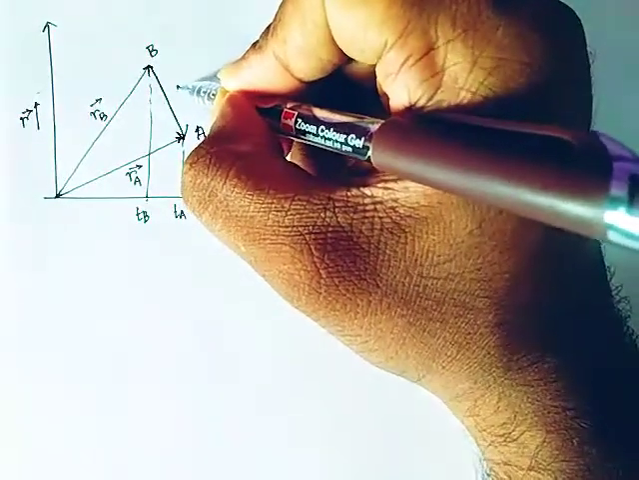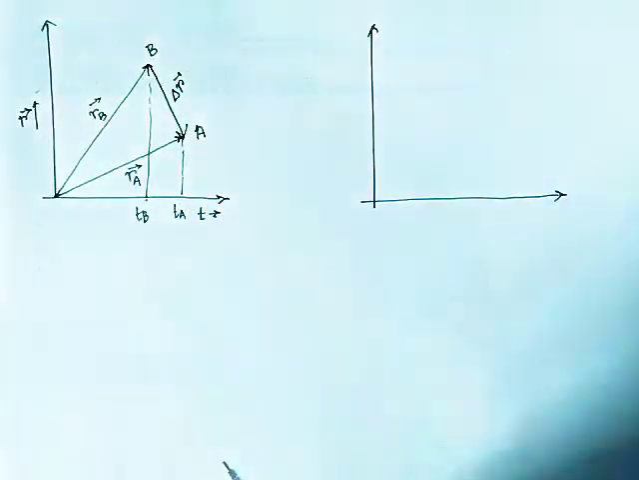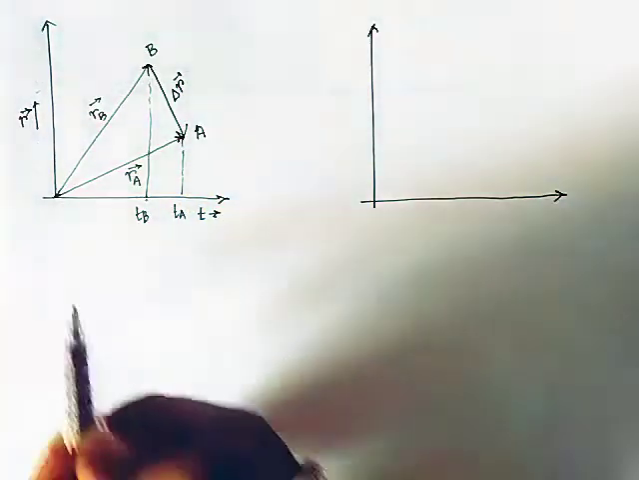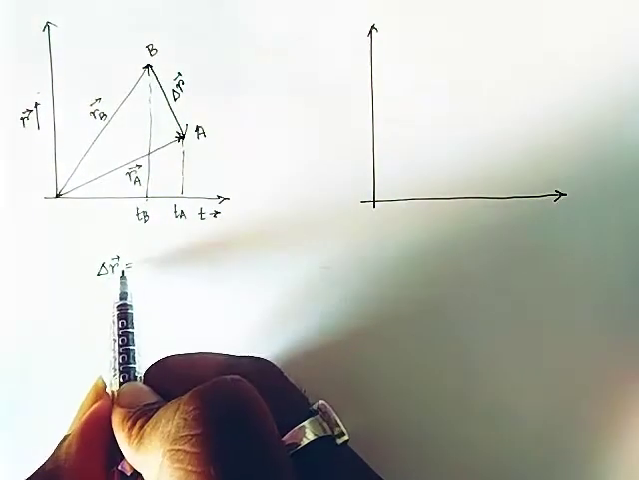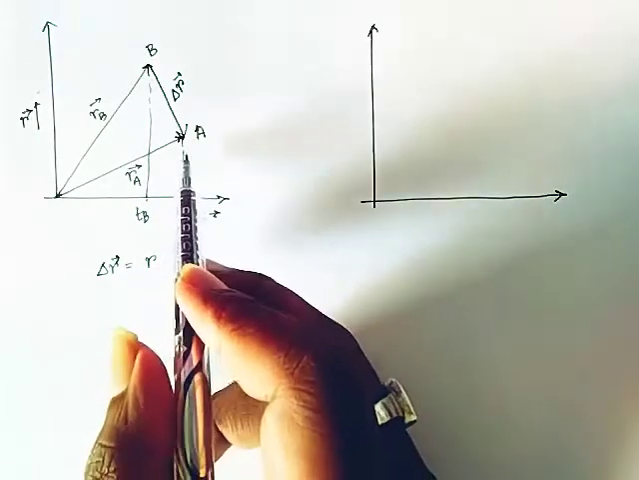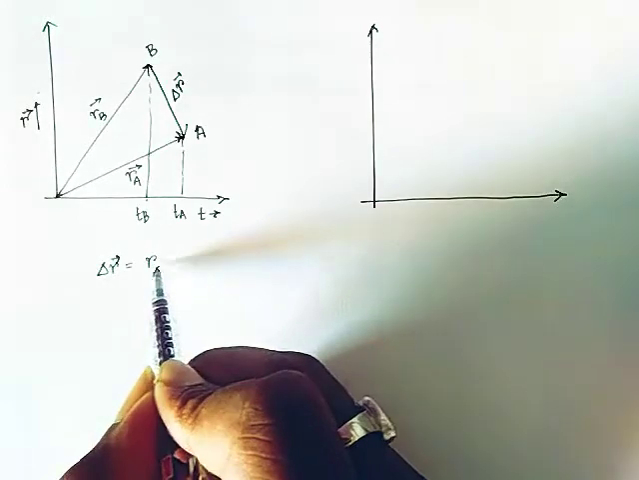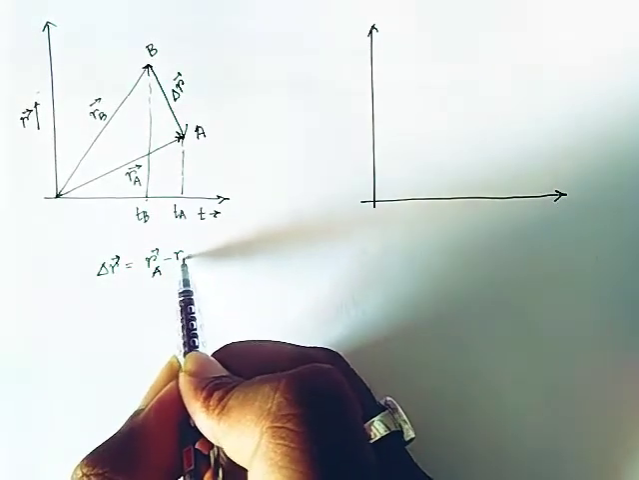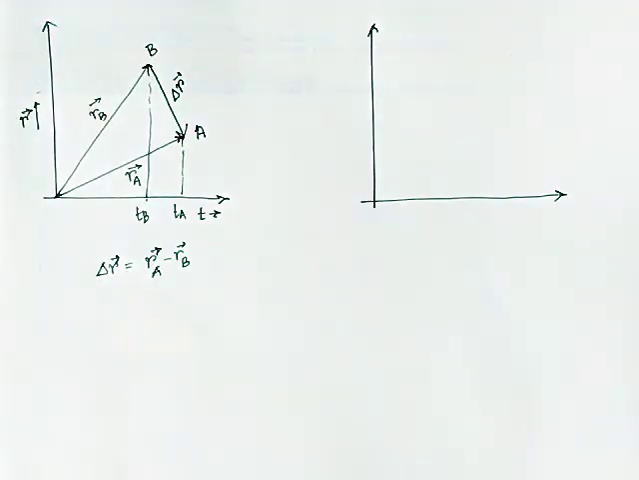This represents del R, the change in the position vector, and the change in the position vector gives you the displacement. So here at first the position is RB, then it becomes RA. So it will be RA minus RB. This gives you the displacement.